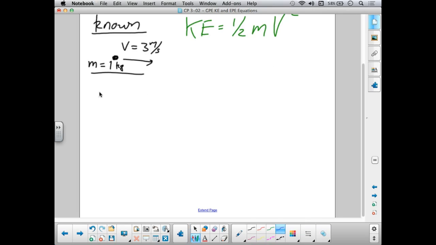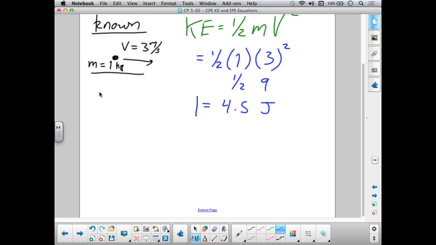Now let's plug in what we know. 1/2 is just 1/2. The mass of this kitten is 1. Its velocity is 3. And I want to make sure that I don't forget the square. Okay? 3 squared is 9. 1/2 times 1 is just 1/2. 1/2 times 9 is 4.5. And again, the units of energy are joules. It doesn't matter what kind of energy it is, if it's GPE, if it's KE, if it's thermal energy, elastic potential energy, if it's electrical energy, any form of energy we're going to measure in joules.